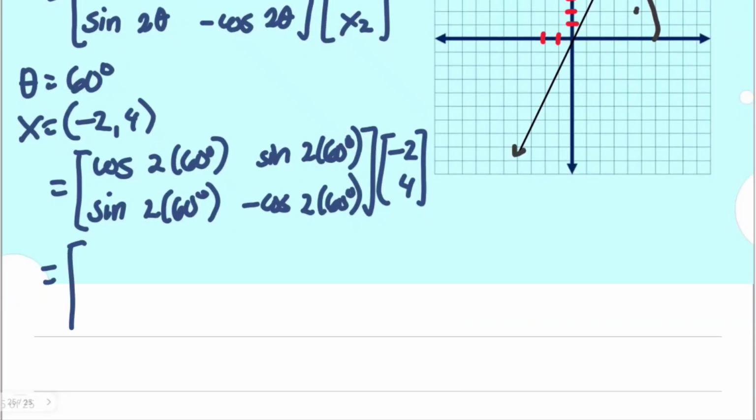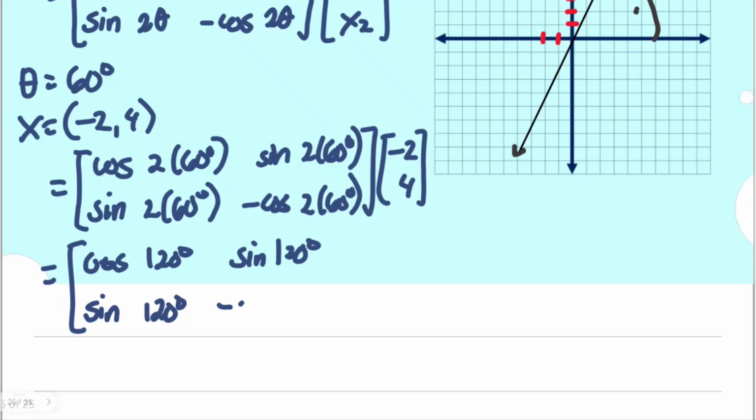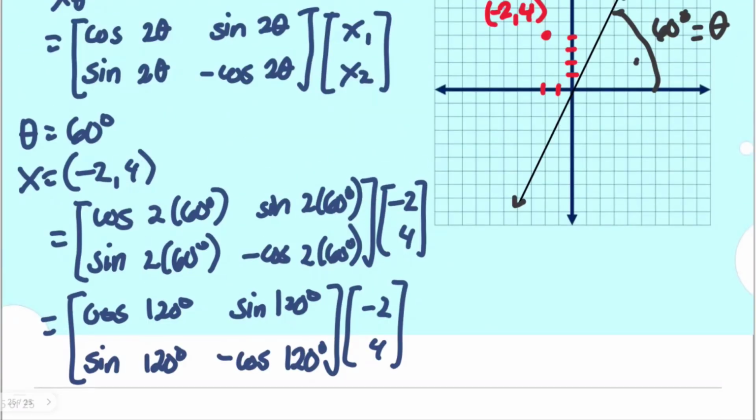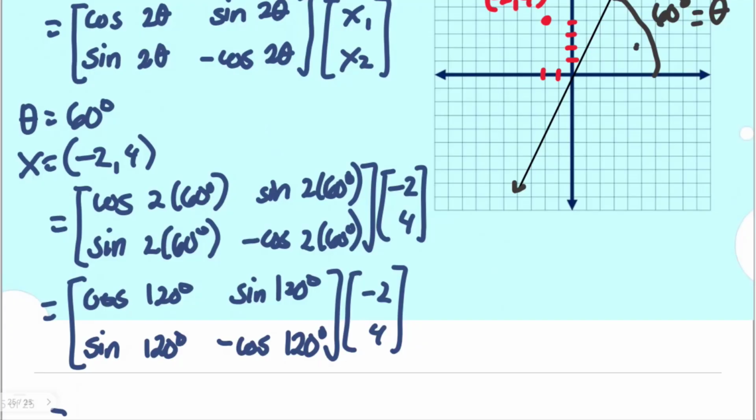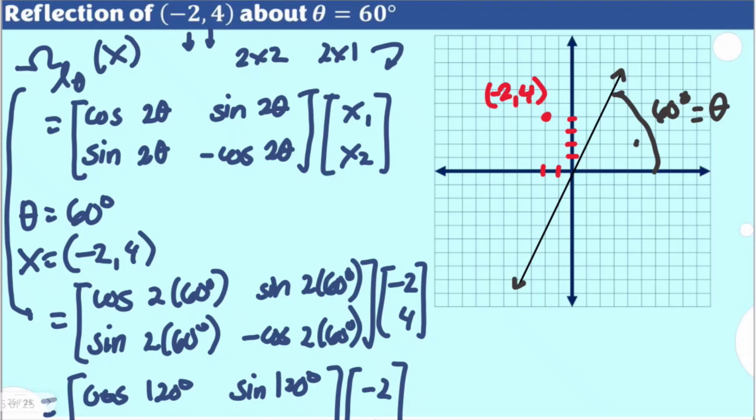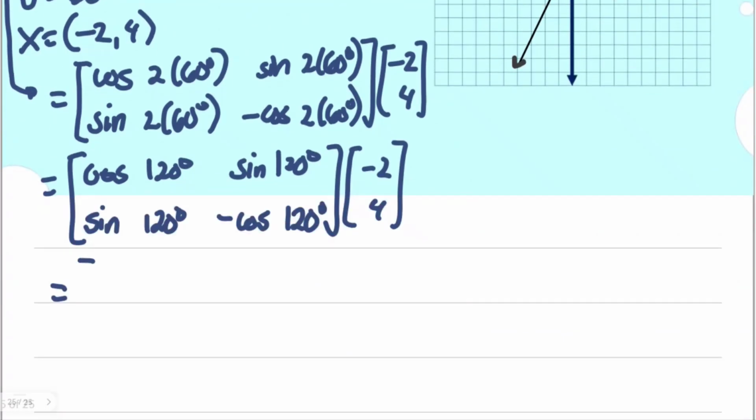Let's start to simplify first the matrix with the trigonometric ratios so that we could actually come up with scalar values later on. So this is actually cosine of 120 degrees, sine of 120 degrees, sine of 120 degrees, minus cosine of 120 degrees, to be multiplied with negative 2 and 4. Now, by the way, this is not equal to x, right? It's actually equal to, just to not be confused, this is the formula for that.